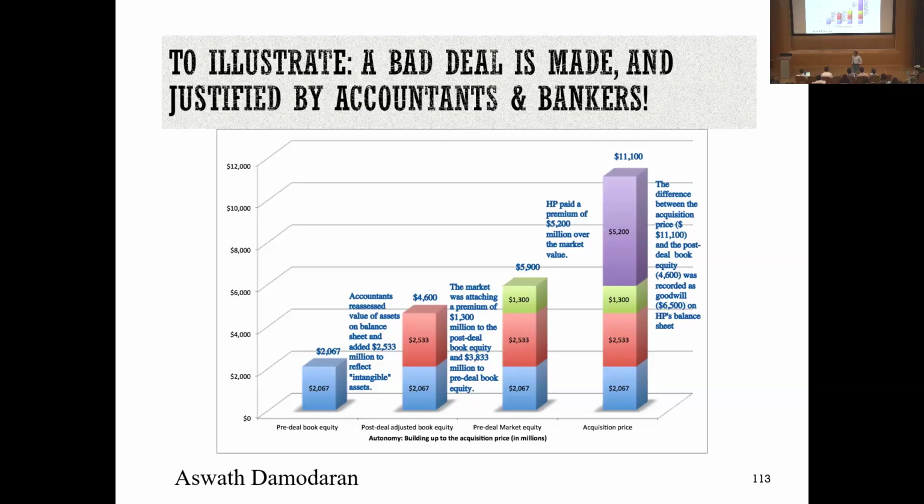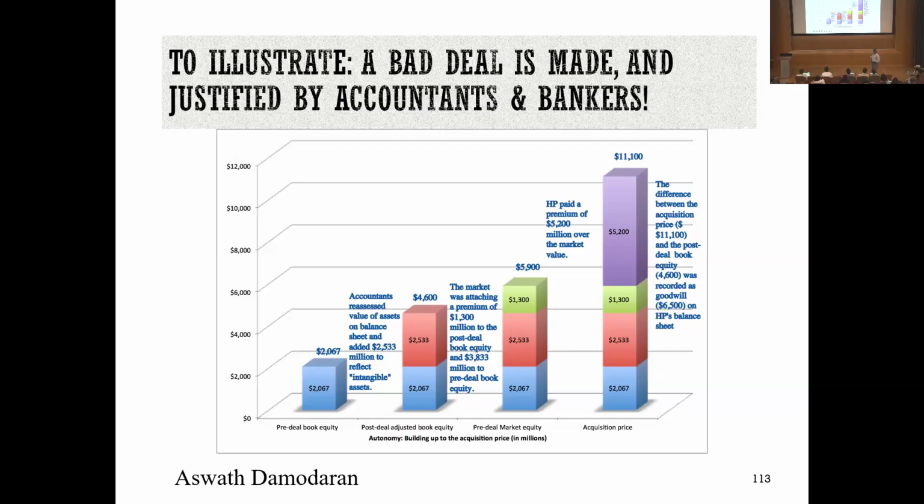Let's lead into the story. They buy this company called Autonomy. It's a British business services software company. The company was trading at 5.9 billion. They paid 11.1 billion. It's a percentage premium of what, 80% or so? In fact, this graph shows you how you get from the book value of Autonomy, 2.1 billion, to the, so basically I've taken it in steps. This is how you get to the 11.1 billion. That was the original book value of equity.